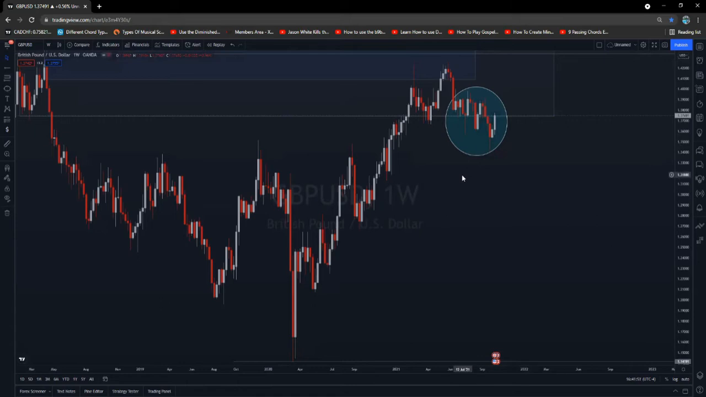So think of this as a redistribution, right? So this is what I'm seeing. The market is reacting off this area of supply over here. Now, what makes this not a good area of supply?